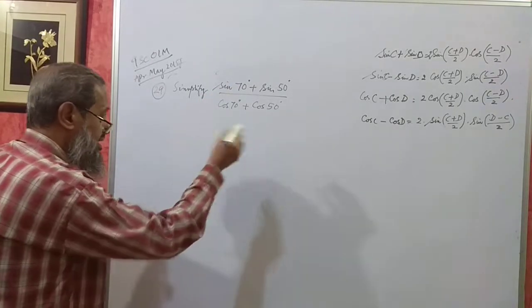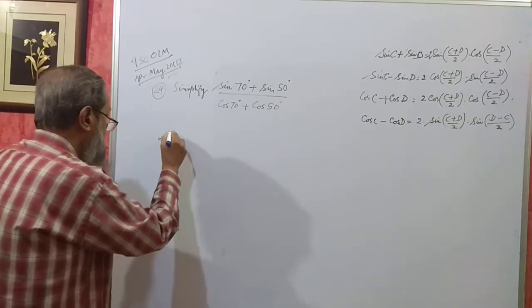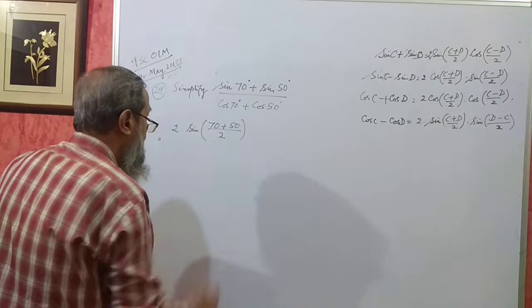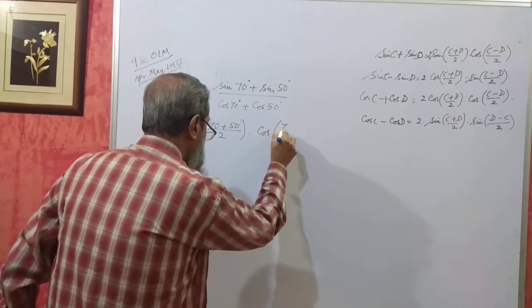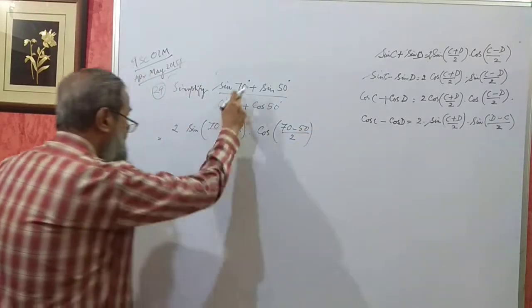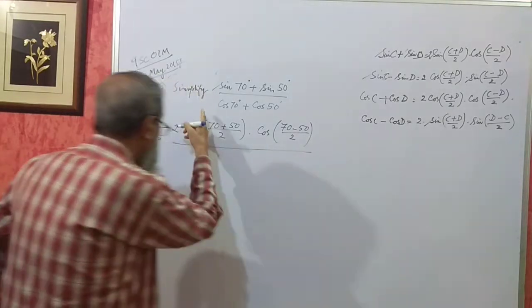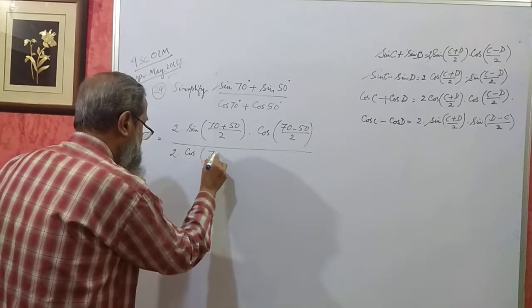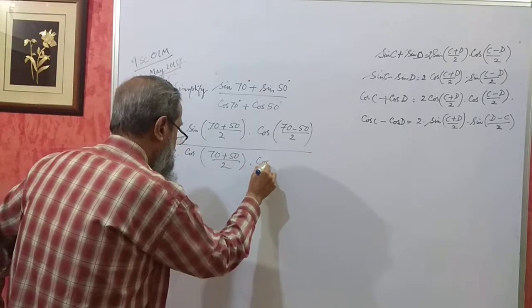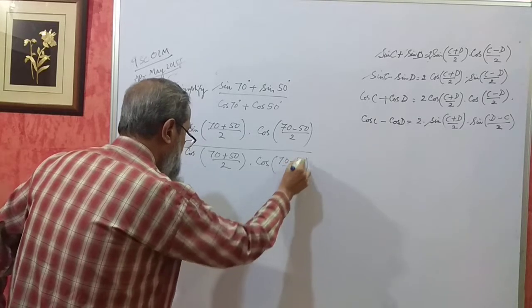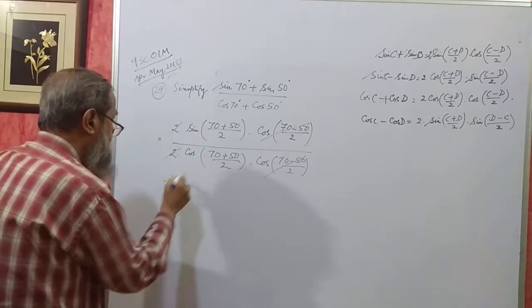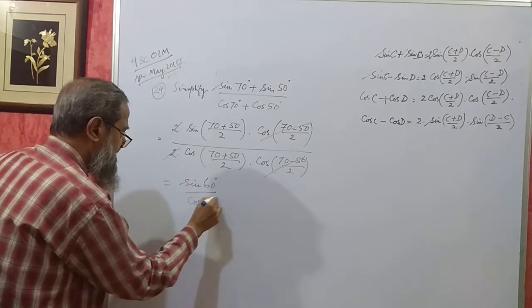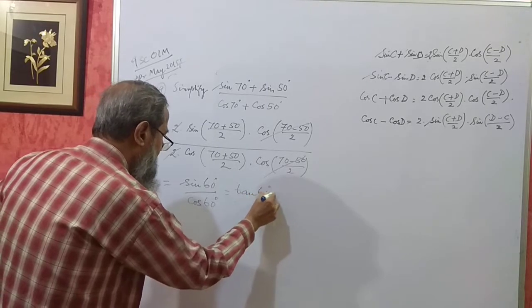Now, this can be done here also. How? Sin C plus sin D will be 2 sin of (70 plus 50) by 2 into cos of (70 minus 50) by 2, divided by 2 into cos of (70 plus 50) by 2 into cos of (70 minus 50) by 2. This 2 gets cancelled. This is sin 60 degree divided by cos 60 degree, that is tan 60 degree, that is root 3.